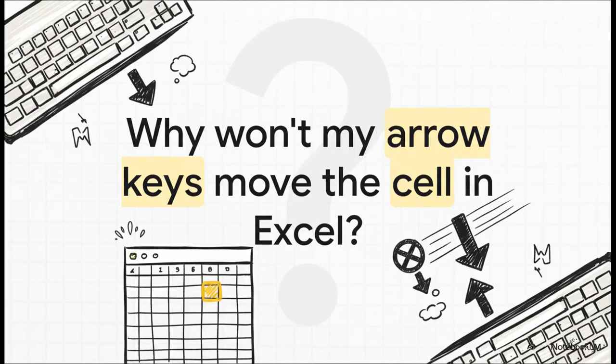So picture this. You're in the zone. You're flying through a spreadsheet, everything's going great, and then it happens. You hit the down arrow, expecting to go to the next cell, but nope. The cell stays put, and the entire worksheet just scrolls. It's that moment where you just stop and think, what is even happening right now?